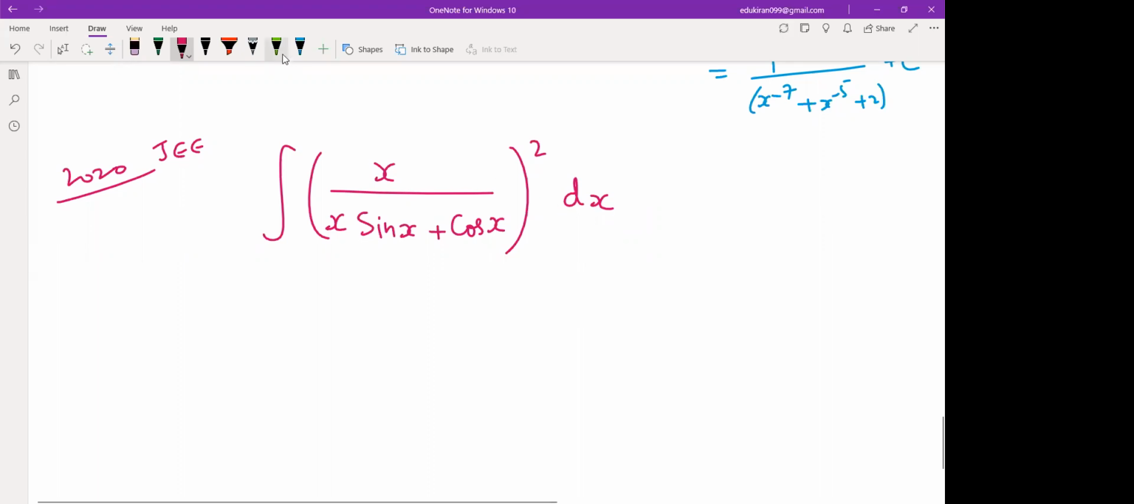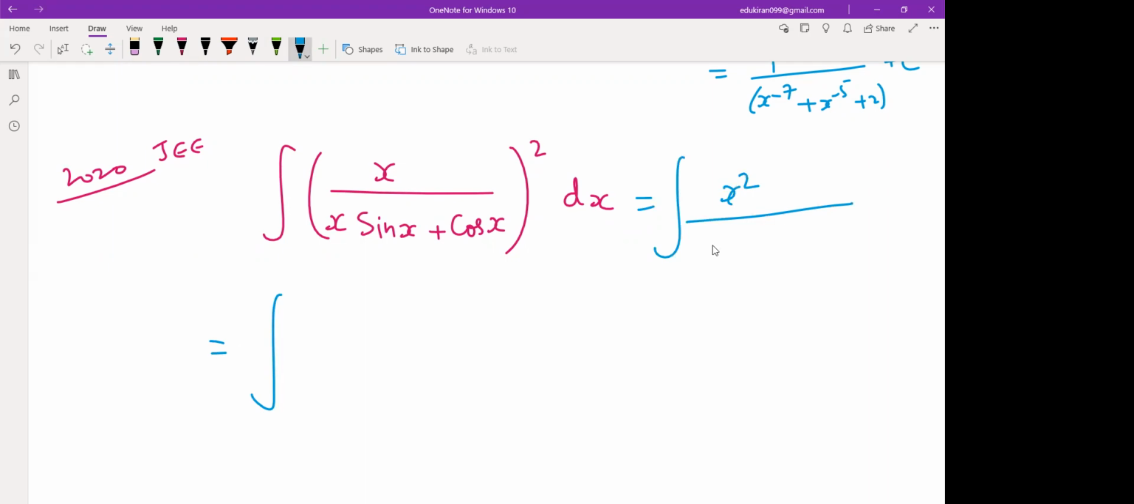Here I am giving you a hint and you can proceed further. First, you write it as x square by (x sin x plus cos x) whole square. And this type of question, actually before coming in 2020, you will find that this question is given in many books also. So JEE is also giving questions from books which have not come earlier. So it is not necessary that it will be a completely new question.